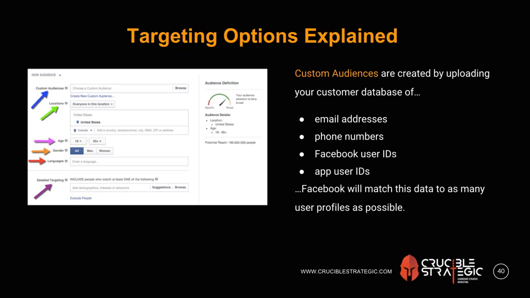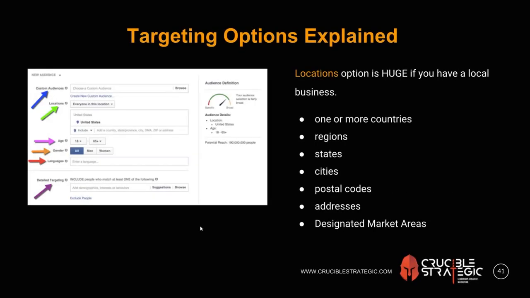Maybe they have Facebook accounts, and it's going to pull them in and add those people as the type of audience that you're targeting. So you could use email addresses, phone numbers, Facebook user IDs, app user IDs for those who have apps. And Facebook's going to match this data with as many user profiles as possible. All right, that's for custom audiences. You don't need to put something here. Don't think that you have to fill out everything here. You don't. So the next one is locations.